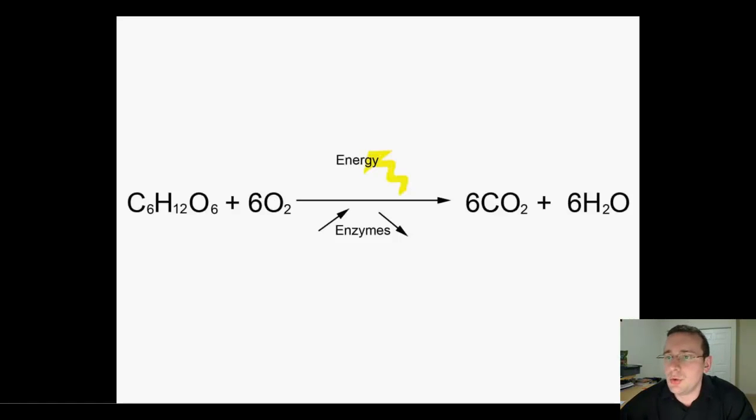All right, this is part two of our cellular respiration lecture. We're going to be talking about the actual process of cellular respiration, which is here in front of you. We are going to be doing the transfer of glucose, which is C6H12O6, to carbon dioxide and water in the presence of oxygen. This is kind of like burning the molecule of glucose.